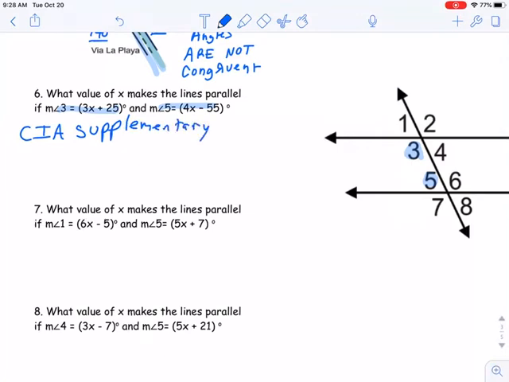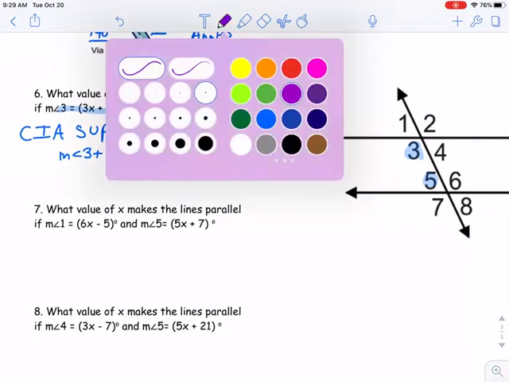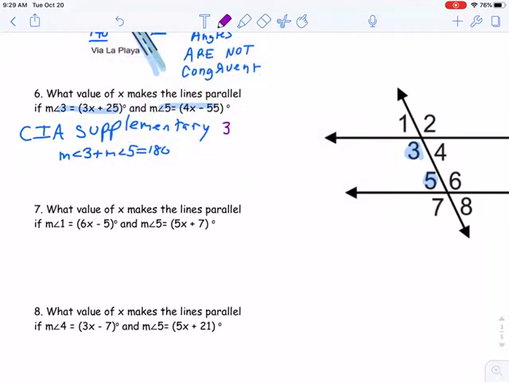All right. So that must mean that the measure of angle 3 plus the measure of angle 5 equals 180. I'm going to set that equation up. I'm going to say 3x plus 25 plus 4x minus 55 equals 180. This purple equation, that's a huge punchline. If I can get that far, that means I've identified consecutive interior angles. I remember that they must be supplementary, and from here, just solving.